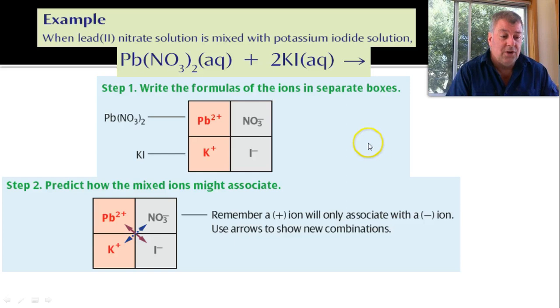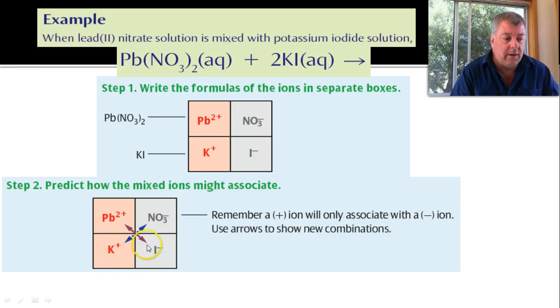Then you use the crossover technique, another crossover technique. Basically what you're looking at is, will this lead combine with this iodide to form an insoluble compound, and will this potassium and this nitrate form an insoluble compound? And so you need to go to your table of ions, go to the nitrates, and you will see that all the nitrates are soluble, and so that combination is not the precipitant.